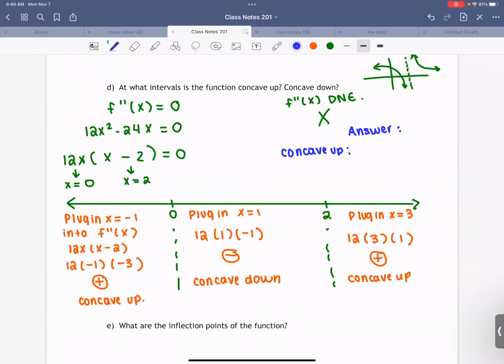Okay, I know I'm concave up from negative infinity to 0, right? Negative infinity to 0. Infinities always get a parentheses. Should I use a parentheses or a bracket for the 0? Parentheses, right? The second derivative is equal to 0 at 0, so we're not concave up or concave down at x equals 0. So because of that, we're using a parentheses.